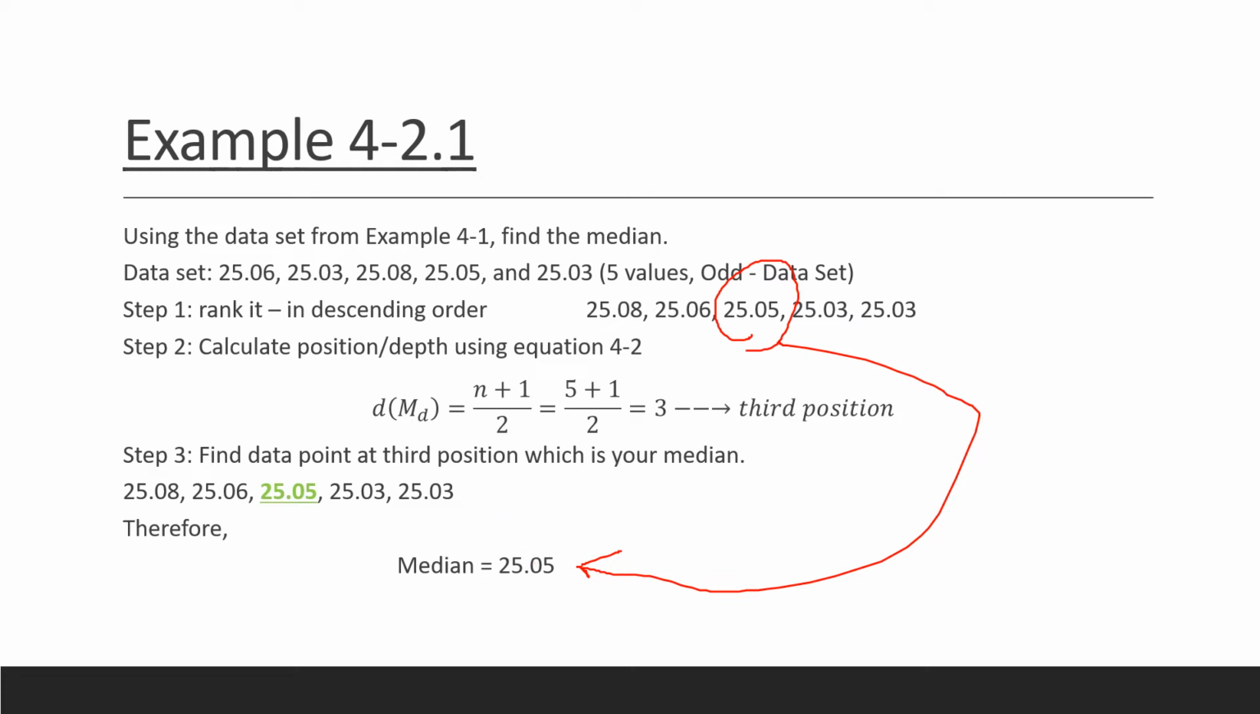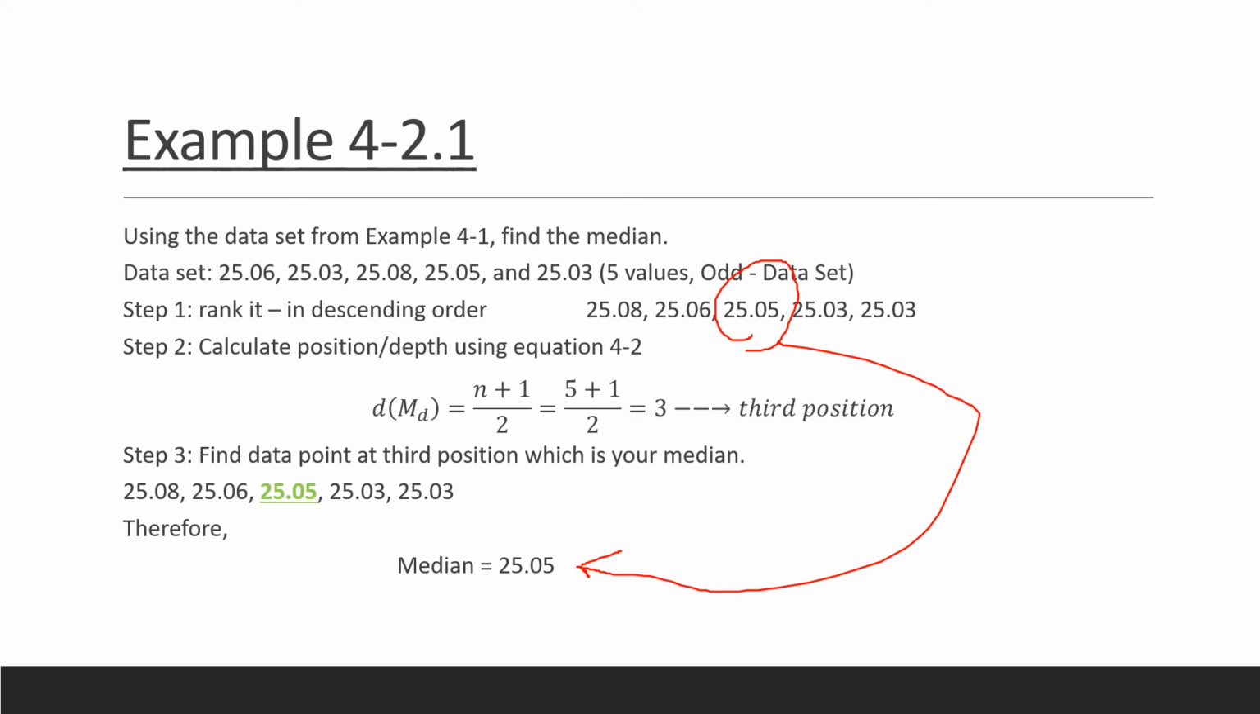I think you get it. The most important thing is when you get the data set, line it up in either descending or ascending order. Then you will calculate by using the formula. Use the number of the data, add 1, divided by 2, will give you the position of that median. So median is where? Is here.